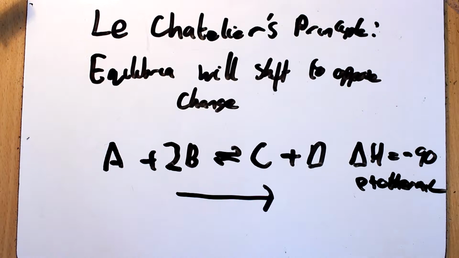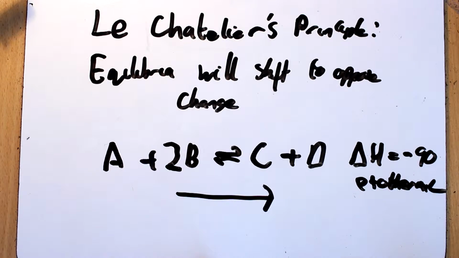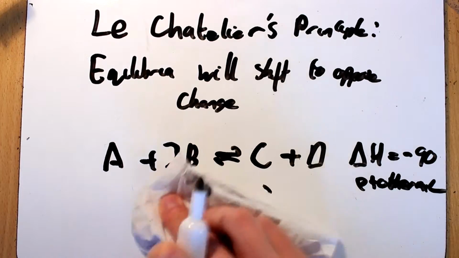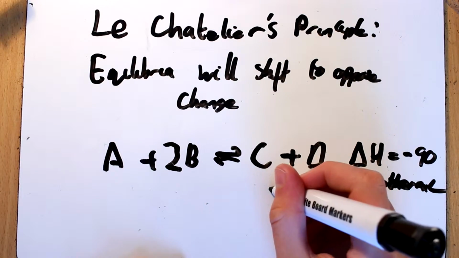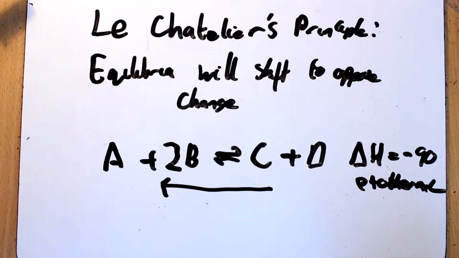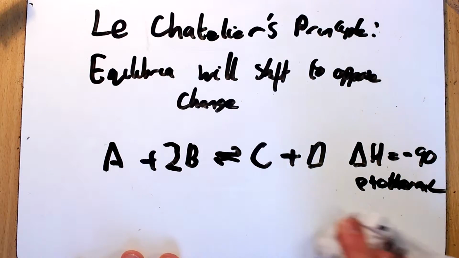You just need to know what it does when we add more reactant or more product. Similarly, if we add a load more C in, to oppose the change, it will just shift to the left and create more A and B, simply to bring the balance back. So, that's a really simple concept.